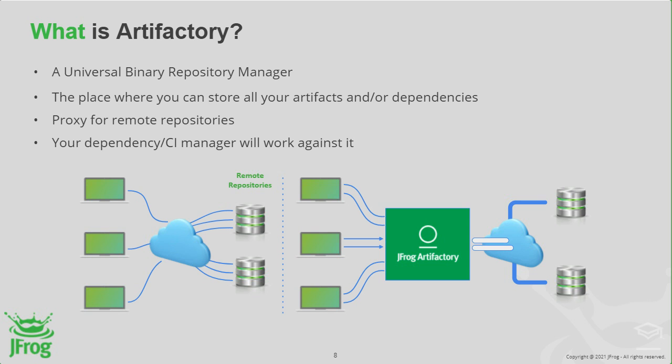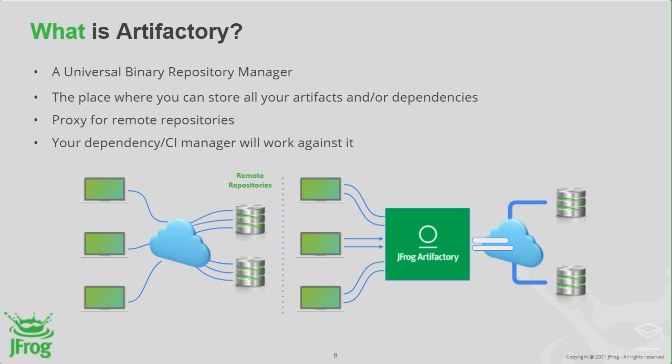So for example, if as part of my CI process, I am building a Docker image, then this is where the Docker image will be hosted on Artifactory as a Docker registry. As I mentioned earlier, it is going to proxy remote repositories for us. So if we take a look at the diagram below, we can see two setups. One is with Artifactory, and the other is without Artifactory.